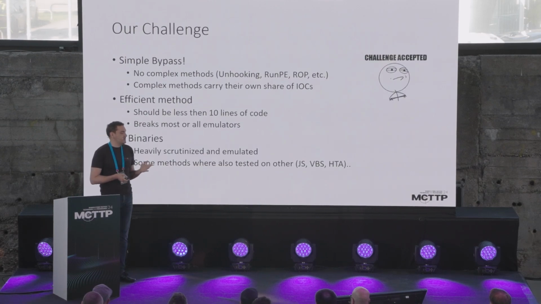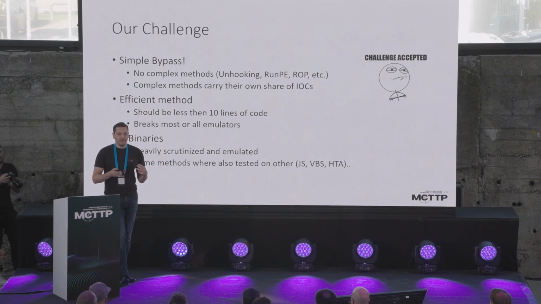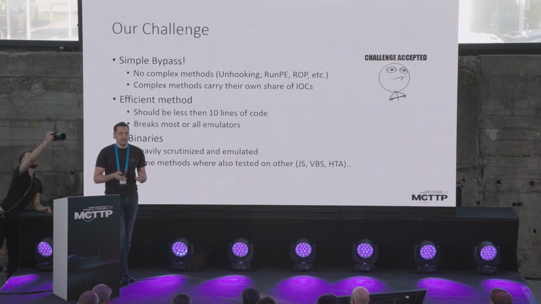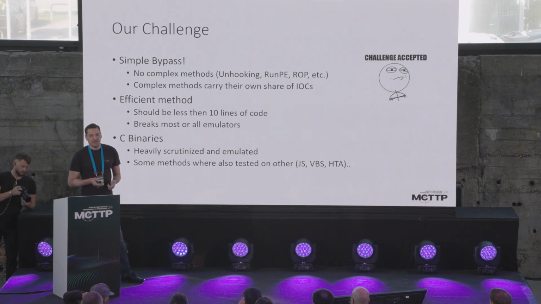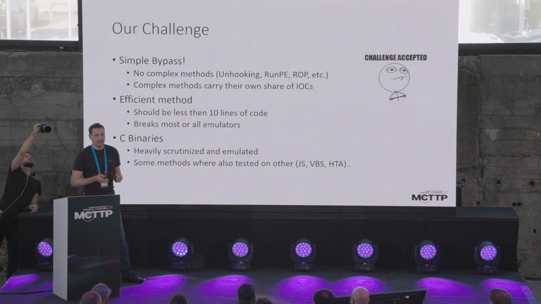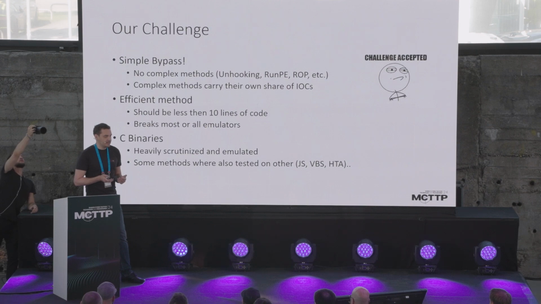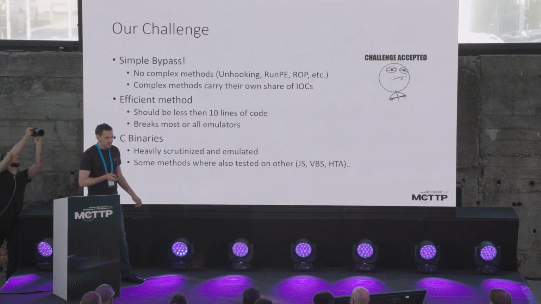So the challenge we have here is we only use simple techniques, no complex techniques that can bring their own IOC detection. If you add a very complex technique, this can increase the heuristic detection. So we don't want that. We just want a few lines of code. And I'm going to show a lot of lines of code, but hopefully it's simple code, so it should be fine. And I'm testing with C binaries because it's the most scrutinized format by antivirus. So if we can bypass C binary detection, we can bypass anything. Even though I also tested on some scripts. And I want efficient methods, so small methods.